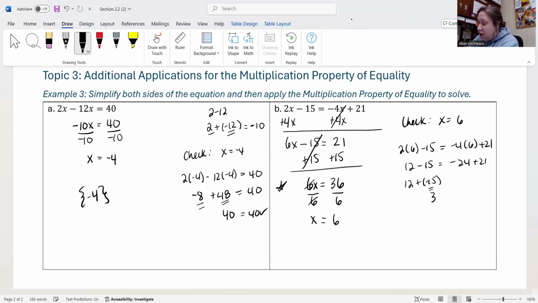Because I have more negatives, 15 negatives and 12 positives, this is going to be negative 3. For the right-hand side, we have negative 24 plus 21. Again, we're adding two numbers with different signs. We subtract the absolute values, which means 24 minus 21 is 3. But again, we have to determine if it's positive or negative 3. Since I have 24 negatives and only 21 positives, the leftovers when I subtract stay negative. So we really do get negative 3 equals negative 3, which is true. So the solution here would be 6.